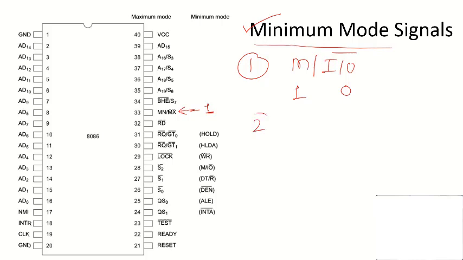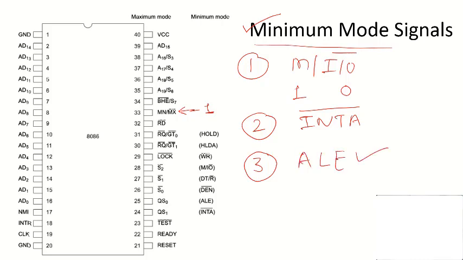And next is INTA bar. This is the interrupt acknowledgement. इंटरप्ट आपने दिया, तो फिर उसका acknowledgement, basically ये acknowledgement show करेगा. Okay, and next is, जैसे HOLD का acknowledgement था. और next address latch enable. So address latch enable आपने study कर लिया basically.